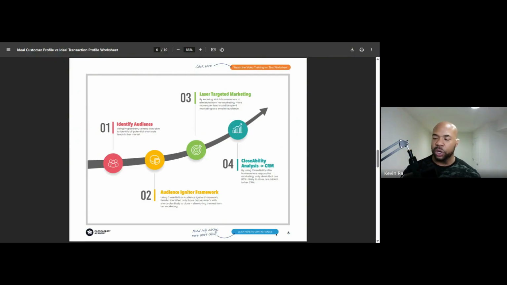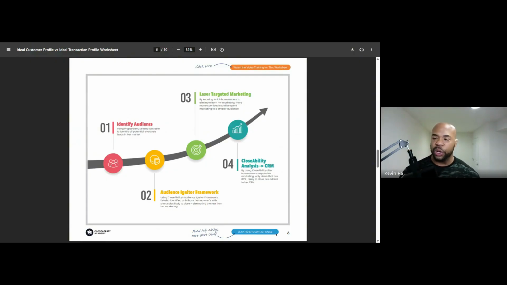So what does this look like? Well, one of the reasons our direct mail response rate is so high is because rather than market to 1,000 people or 2,000 people, we're going to use CloseAbility and the framework Audience Igniter that I'm getting ready to touch on.